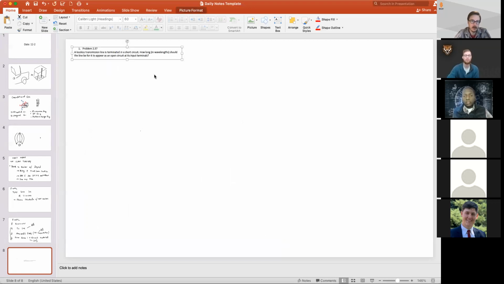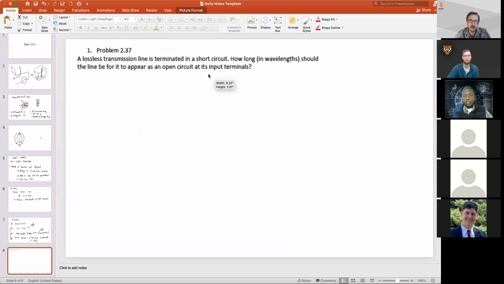Okay, so the first problem says a lossless transmission line is terminated in a short circuit. How long in wavelengths should the line be for it to appear as an open circuit at the input terminals? All right, so first of all, what kind of equation, or how should we think about this problem? What have we learned that could help us here?